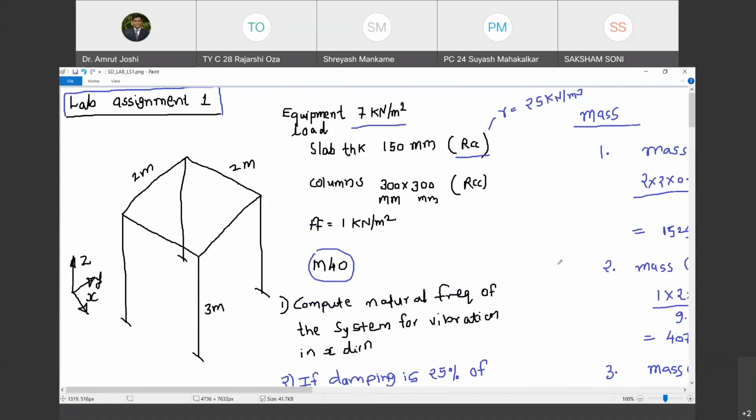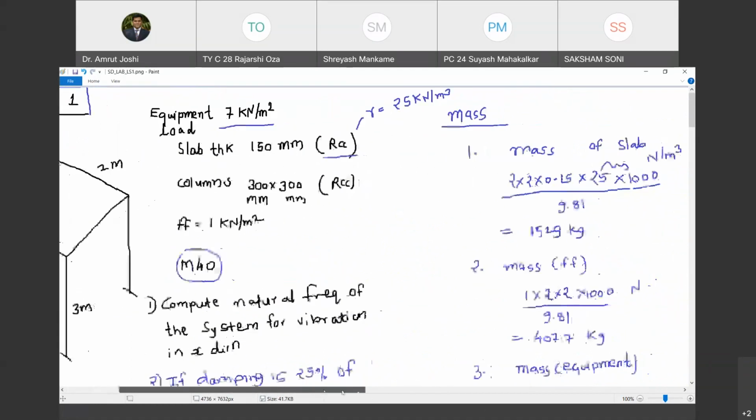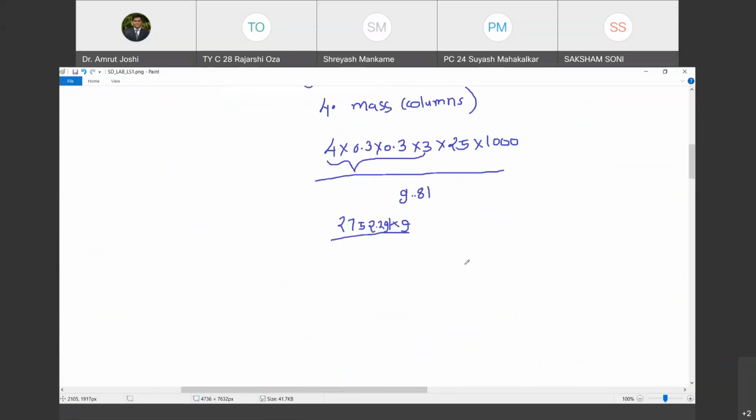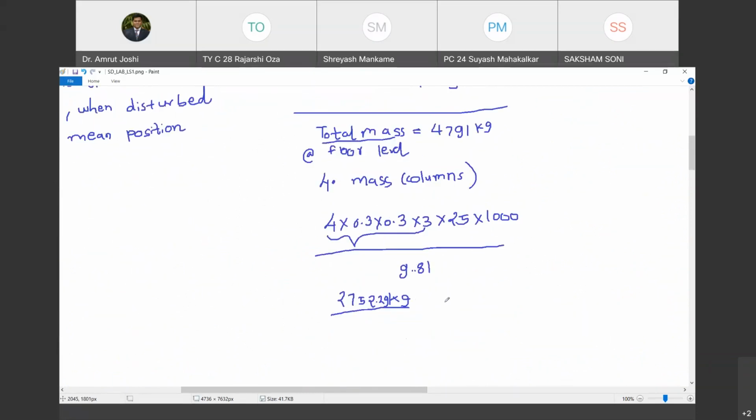Do you agree with me? Please type your response in chat box. The mass of column is distributed all along the length, but the mass of the slab, mass of the floor finish and mass of equipment is present only at the floor level. Now what we are going to do is distribute this mass at two levels. One is floor level and another is ground level. For simplification, we are going to distribute this mass at two levels.